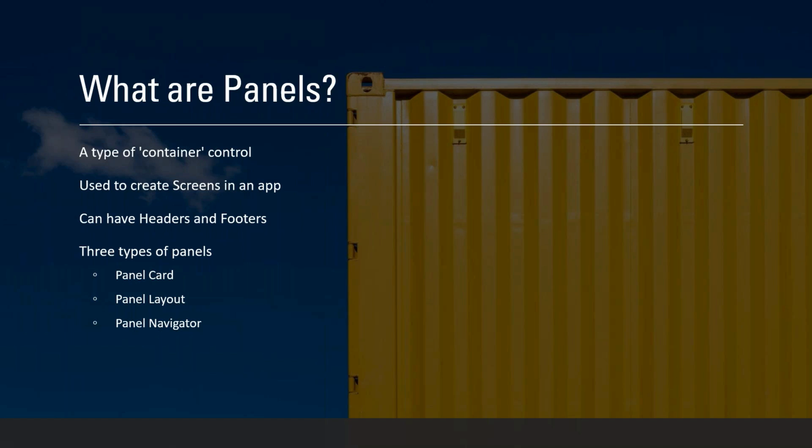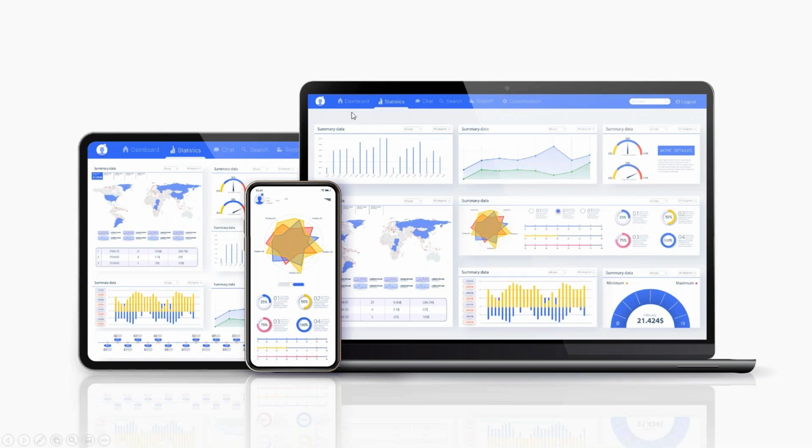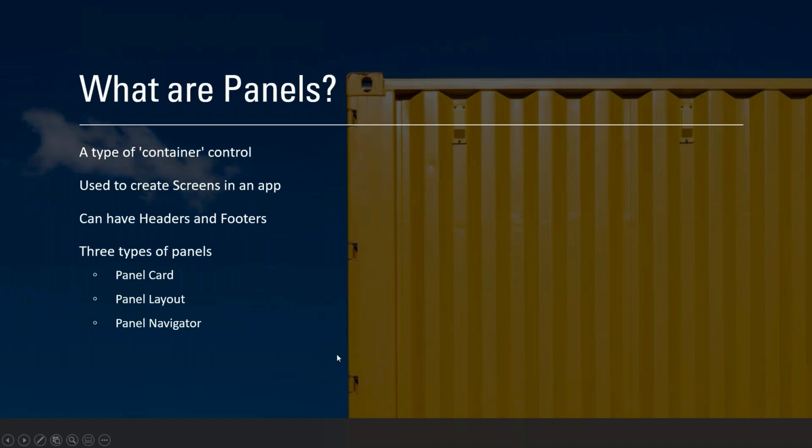Panels can have headers and footers. You might see up here might be your header where you've got buttons to navigate to different screens in your application. That could be a footer down here. If you use the Facebook app, the controls are in the footer where you can navigate while you're using Facebook on your phone. So it has headers and footers.